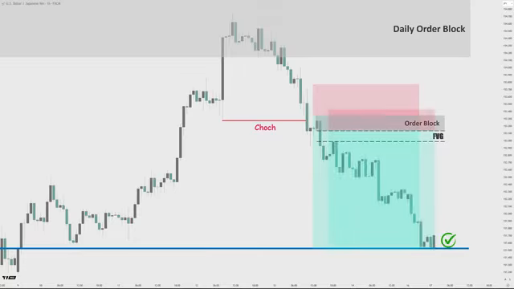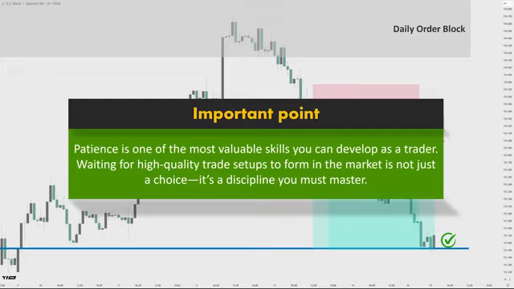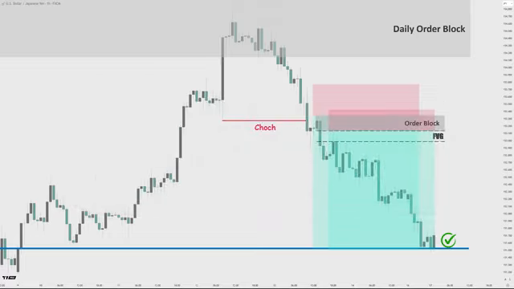Now here's an important point. Patience is one of the most valuable skills you can develop as a trader. Waiting for high-quality trade setups to form in the market is not just a choice, it's a discipline you must master. Many traders, especially beginners, fall into the trap of overtrading or rushing into positions because they feel pressured to always be active in the market. However, successful trading is about quality, not quantity.